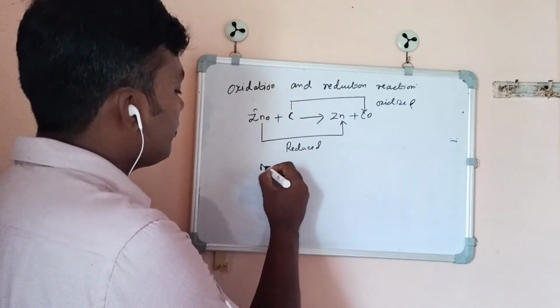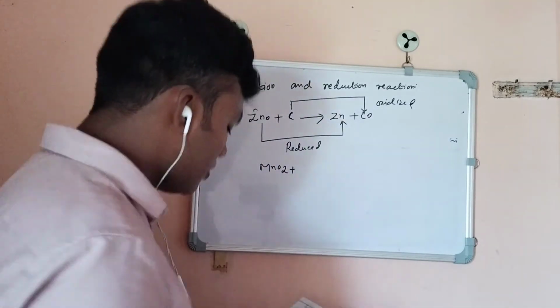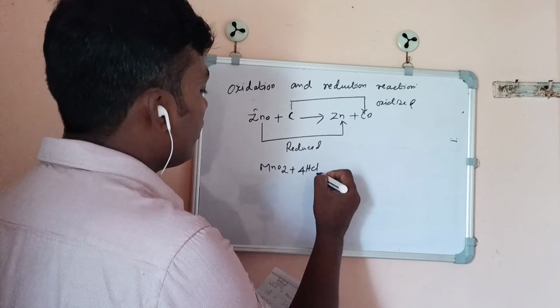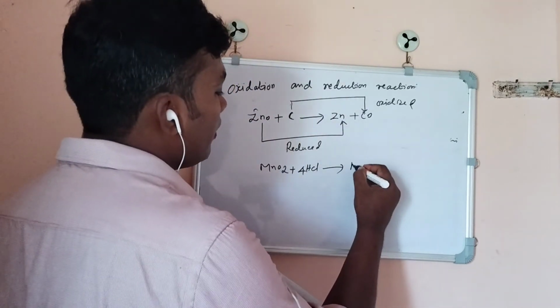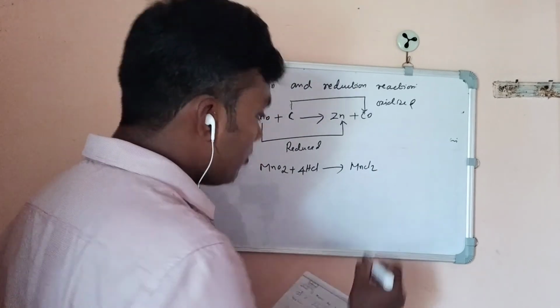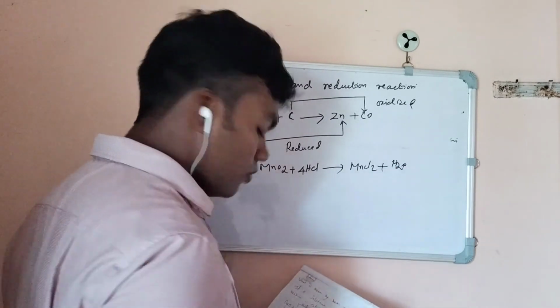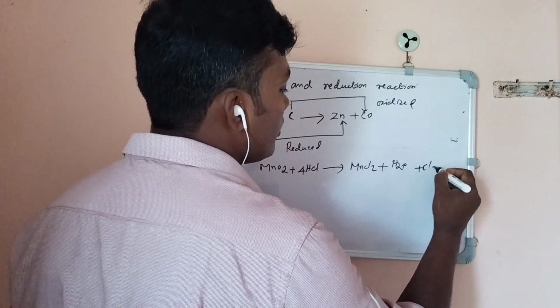Let's see some other examples. Manganese oxide plus hydrochloric acid. Then what happened in this case? MnCl2 plus H2O, water, and then chlorine is formed.